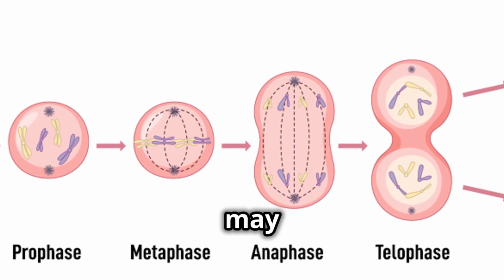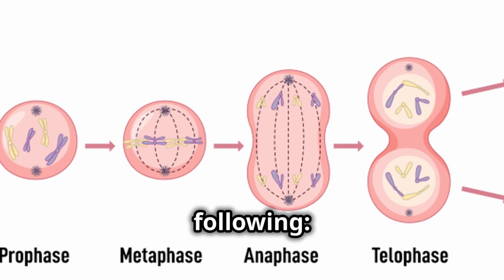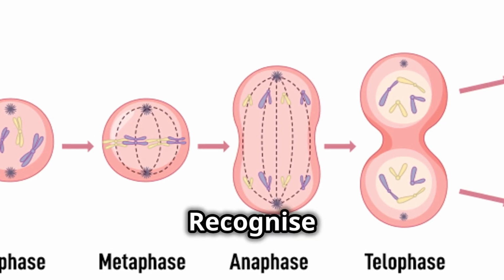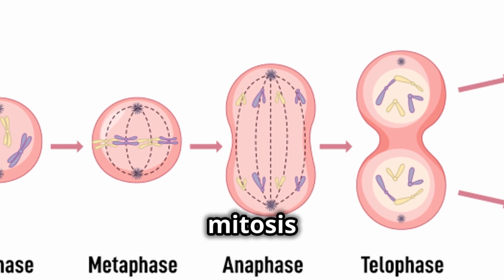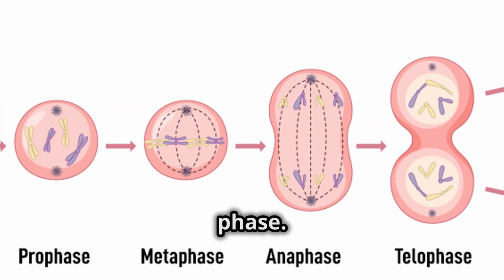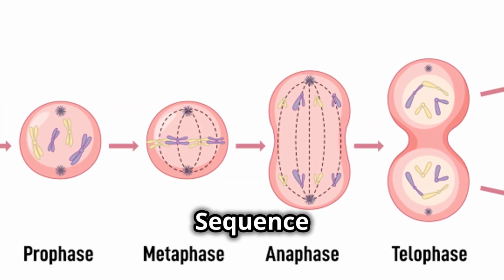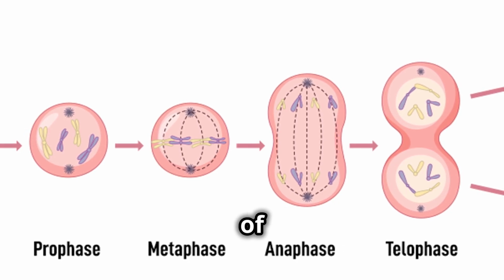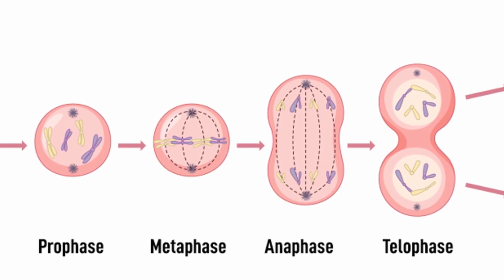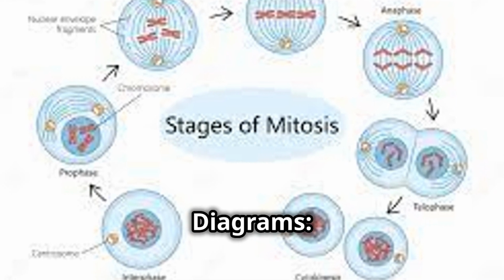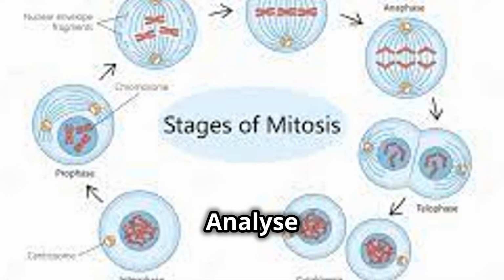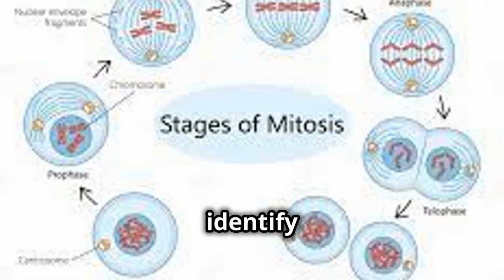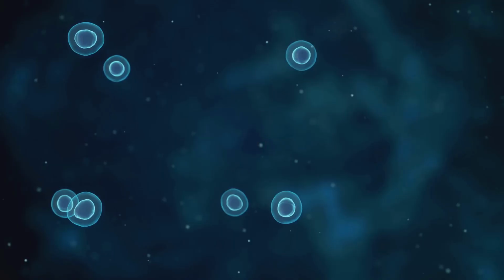Common exam questions may require you to do the following. Identify and describe stages. Recognize and explain each phase of mitosis and detail the key events in each phase. Sequence stages. You may be asked to arrange the stages of mitosis in their correct order. Interpret diagrams. Analyze diagrams or micrographs depicting cells in various mitotic stages and identify the specific phase shown.